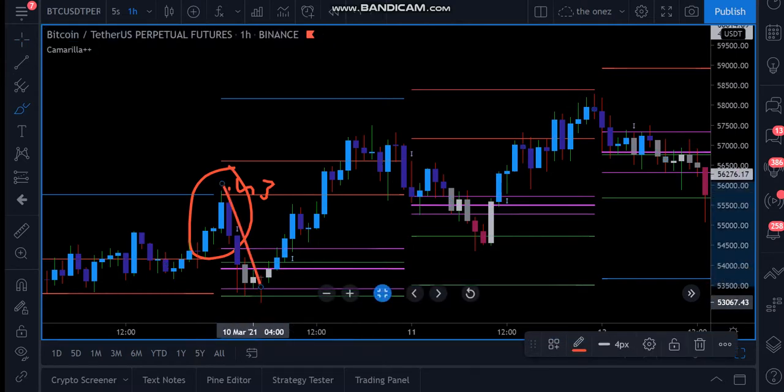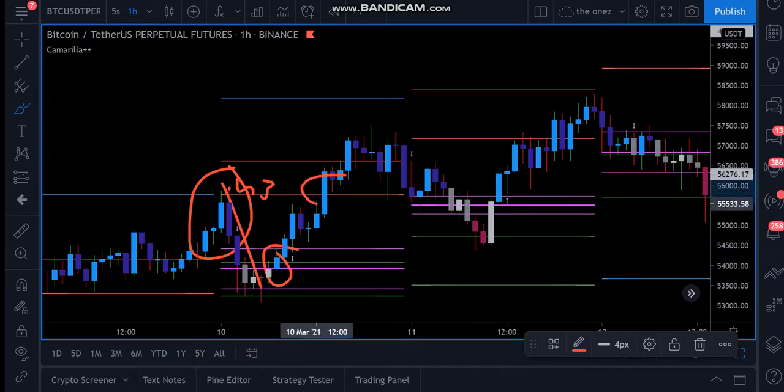And then when you see it holds L3, goes back over it. That's the rule. It loses L3, but then it regains it, and it regains the main pivot. You'd enter long for H3. Got a range break.